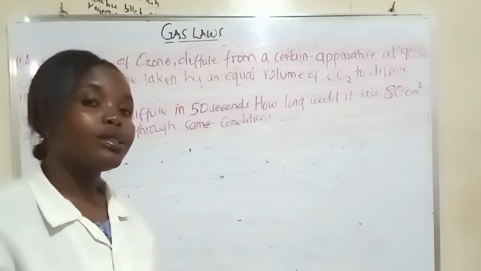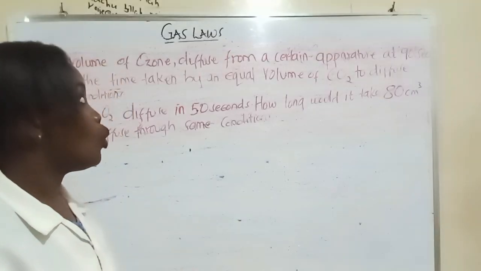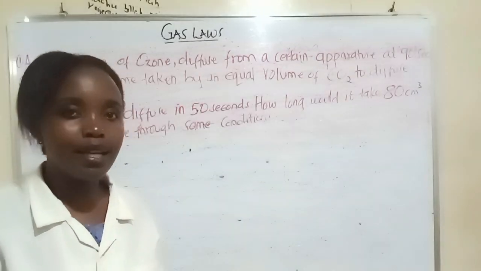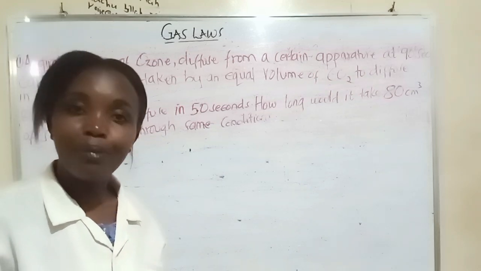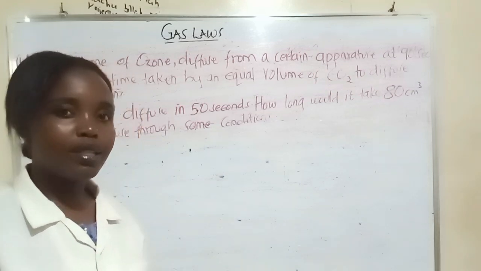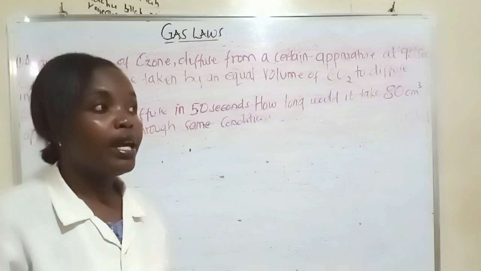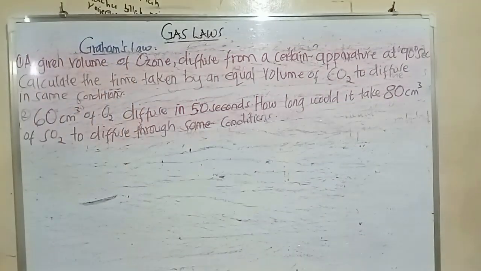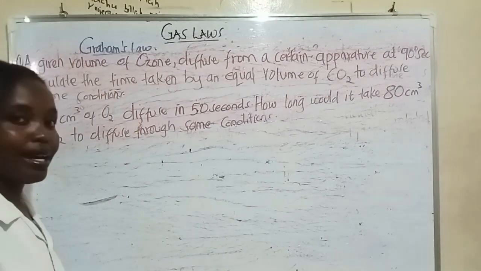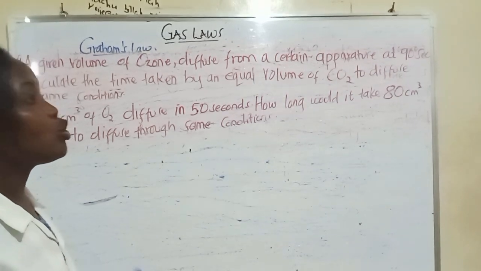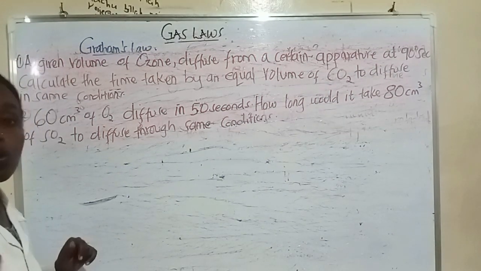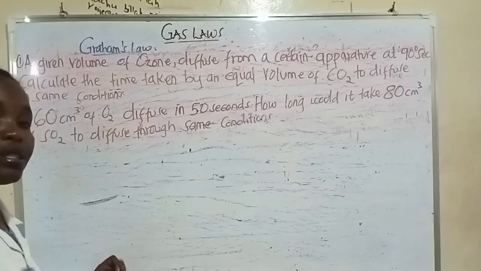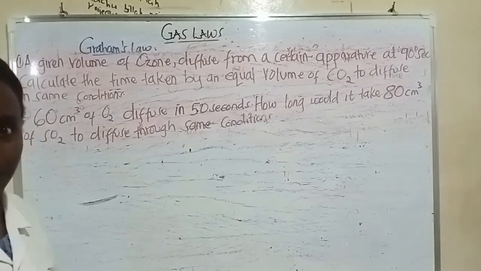In this unit, we are going to discuss Graham's law of diffusion and gas laws. We have already talked about Boyle's law, Charles's law, and combined gas laws, and we have done questions under the respective gas laws. Now, under Graham's law, we say that the rate of diffusion of a gas is inversely proportional to the square root of its density at constant temperature and pressure.